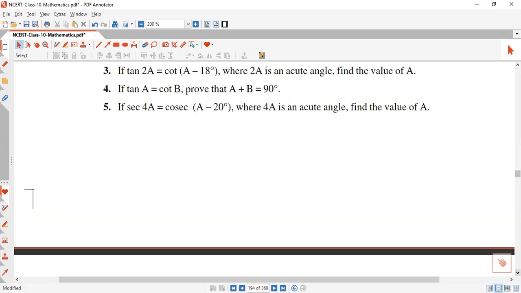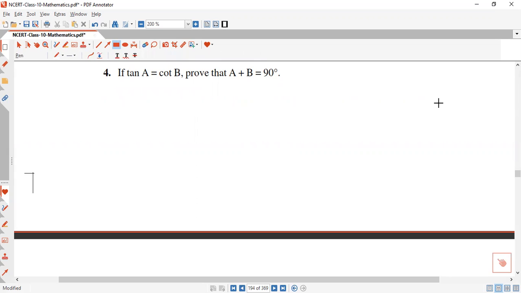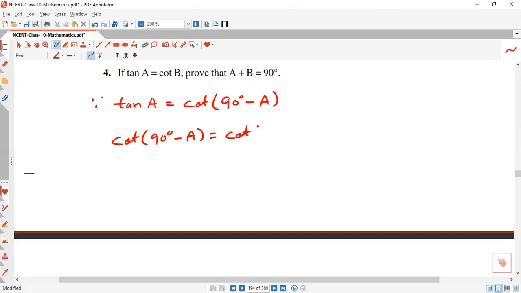Now, question number 4. If tan A equals cot B, prove that A plus B equals 90 degrees. Since we know that tan A equals cot 90 degrees minus A, we apply this formula and get cot 90 degrees minus A equals cot B. Since both cot functions are equal, their angles are also equal. 90 degrees minus A equals B, which implies that A plus B equals 90 degrees. Proved.